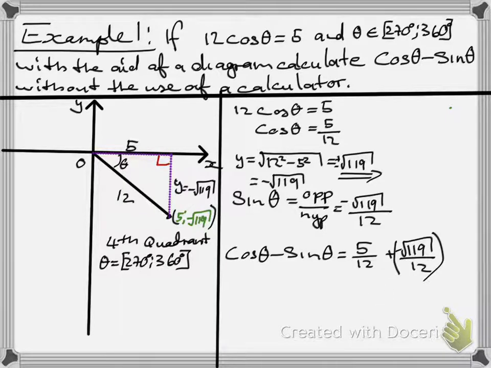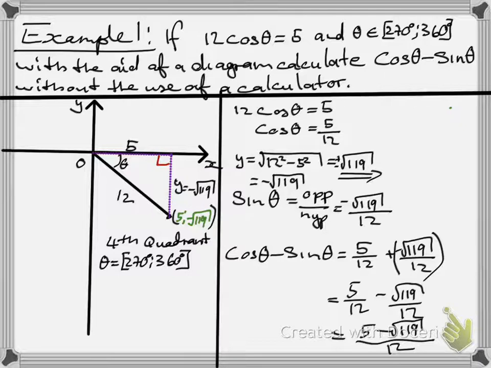Remember the question says without the use of a calculator. So this will be 5 over 12 minus square root of 119 over 12, which gives us the answer 5 minus square root of 119 all over 12, because they have a common denominator. I hope that was helpful. So the clue there was, in which quadrant do you draw your right angled triangle?